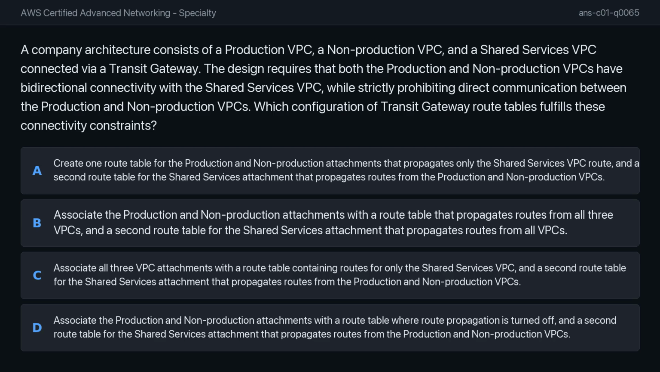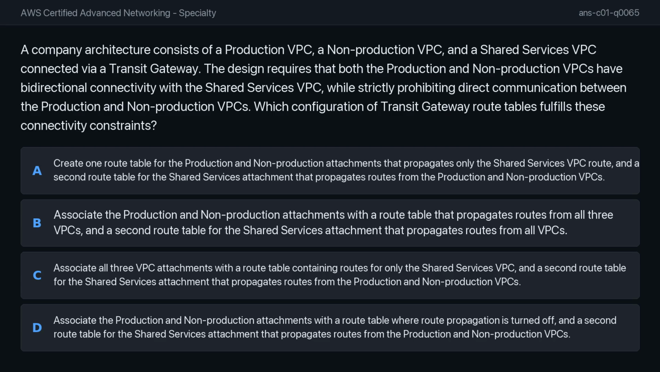Option A, create one route table for the production and non-production VPCs that propagates only the shared services VPC route, and a second route table for the shared services attachment that propagates routes from the production and non-production VPCs. Option B, associate the production and non-production attachments with a route table that propagates routes from all three VPCs, and a second route table for the shared services attachment that propagates routes from all VPCs.